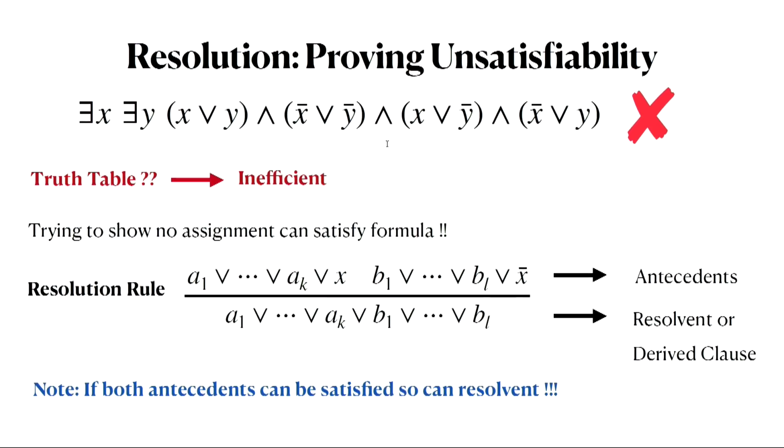Because suppose I look at the two clauses in the antecedents. If there is any assignment which satisfies both of them, it must be that one of the a's or one of the b's is true, because no assignment can have both x as 0 and x as 1. I am allowed to choose only one value of x. So one of the a's or one of the b's must be 1 if there is an assignment which satisfies my formula. So that same assignment will also satisfy my derived clause, because that same a or b will set my resolvent, or my derived clause, to 1, and therefore my formula will still be satisfiable. So doing this, I can add a new clause to my formula while maintaining satisfiability.